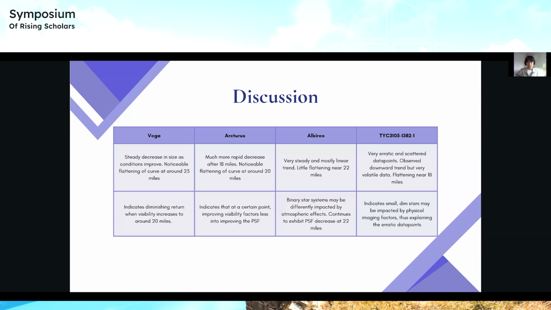For Albireo, the very linear trend was fascinating to see, and this might indicate that binary star systems are impacted a lot differently by atmospheric effects, or that the point spread function interacts with the atmosphere differently. It'll be really interesting to see a future research study go in depth into binary star systems and just binary star systems, so not these other star targets, which are all singular star systems.